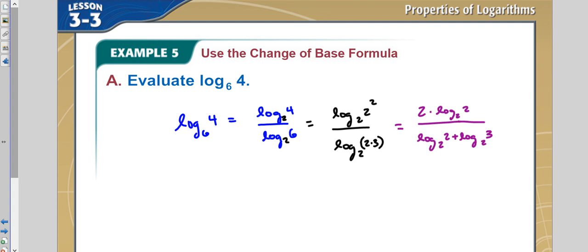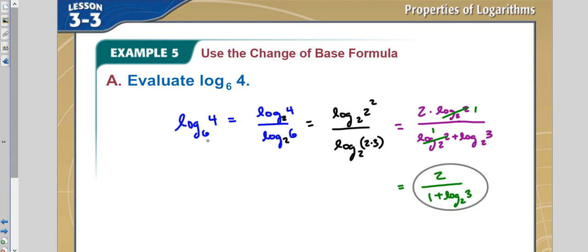Now let's simplify these things. This right here, anytime you have a base and a number the same, that value is just going to become 1. This is going to become 1. And so now this is going to be equal to 2 over 1 plus log base 2 of 3. Now a lot of good that does, because that still doesn't tell us what the actual value is.